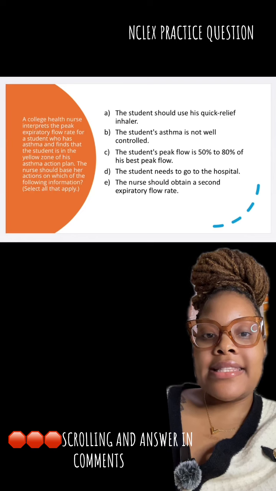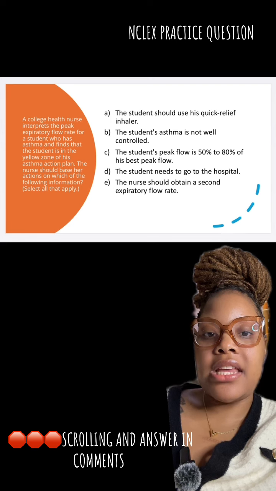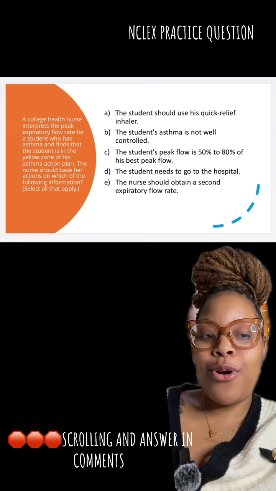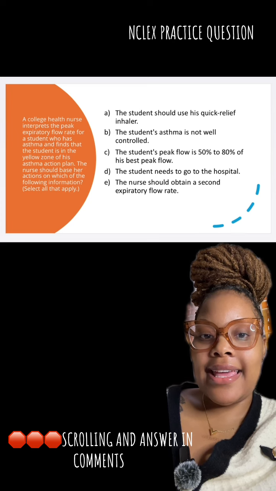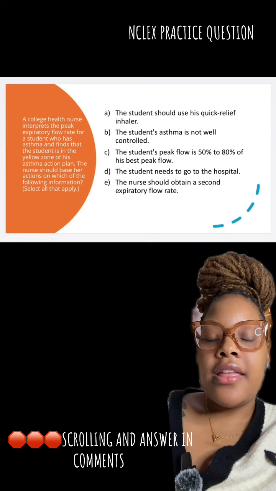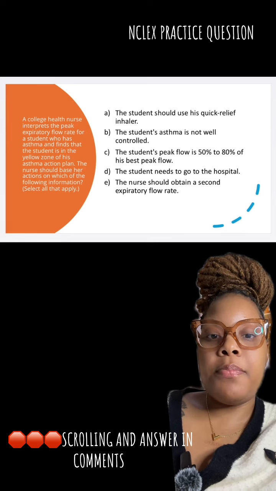C says the student's peak flow is 50% to 80% of his best peak flow. Is that true or false? That is correct, because the yellow zone is considered the 50% to 80% of the peak flow.